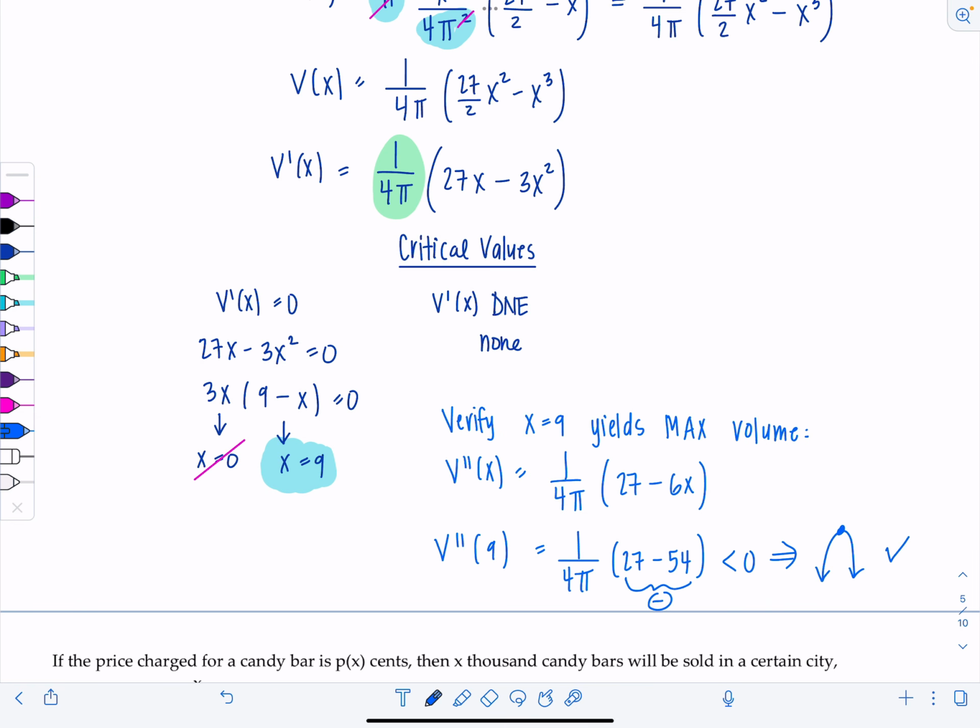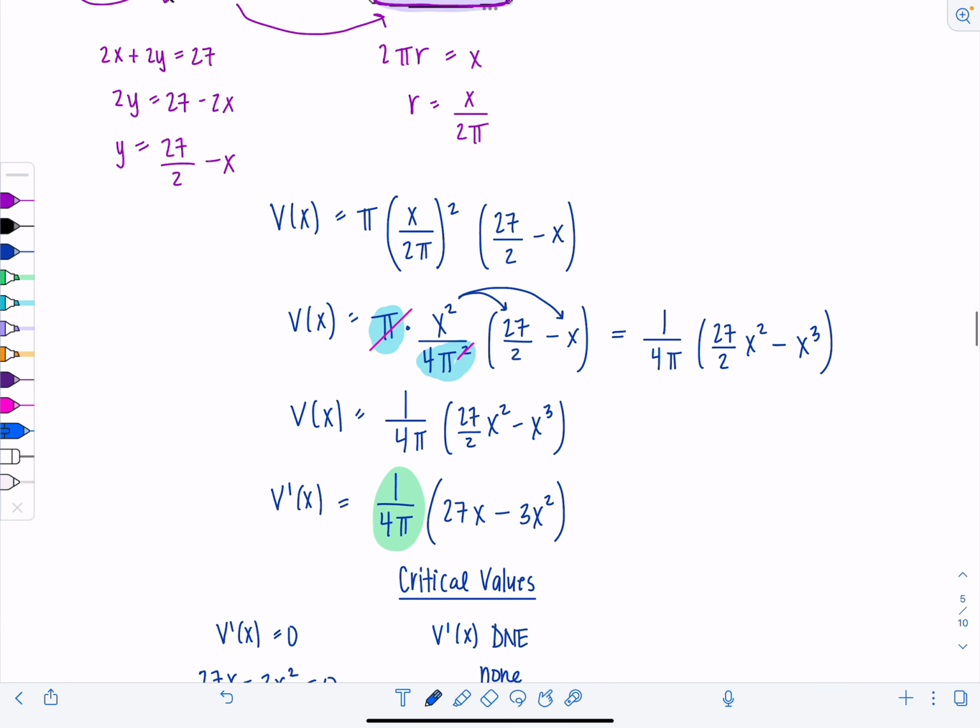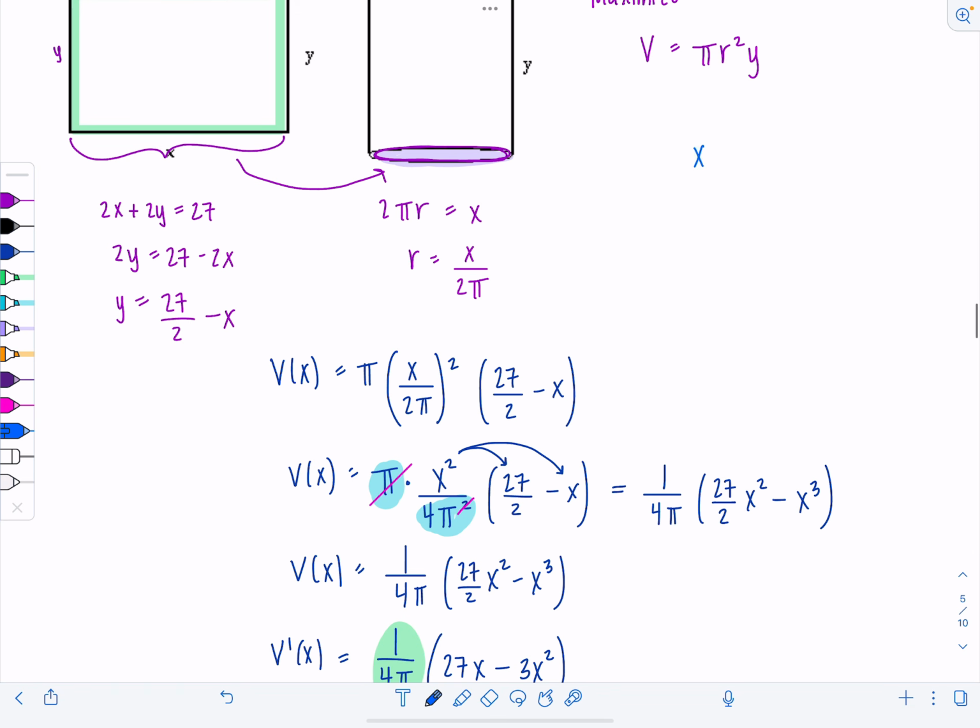Okay, they wanted, I'm pretty sure, the dimensions, or what values of x and y. So I know x is 9. Okay, so x is 9 centimeters. And then here we know y is 27 over 2 minus x, minus 9, which is 9 over 2. So y is 9 over 2 centimeters.